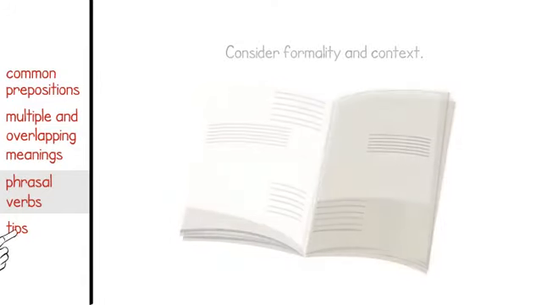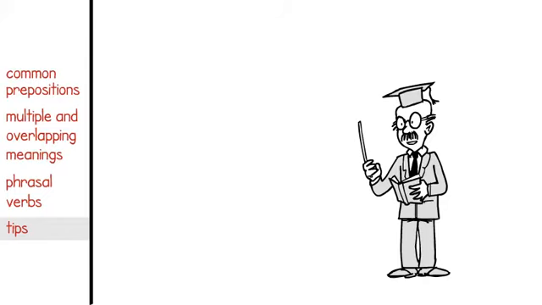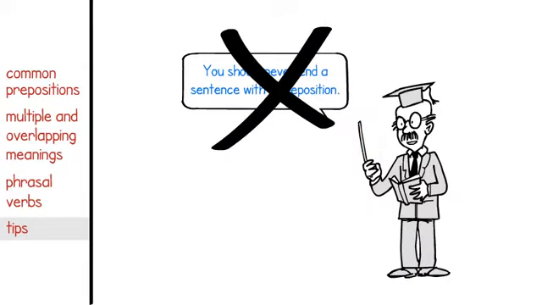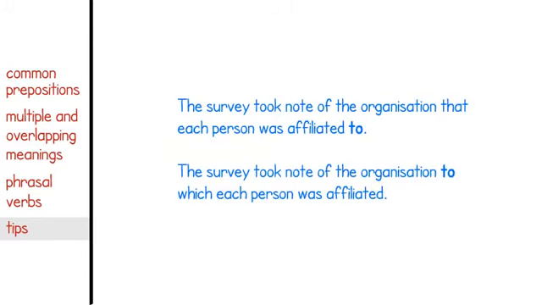One rule that you do sometimes hear, and maybe you've learned it, was that you should never end a sentence with a preposition. This is a myth. In fact, it is acceptable and common to finish a sentence with a preposition, as these examples show. Here is an example with the preposition in two different places. Both are perfectly correct, and we could choose to use either of them.